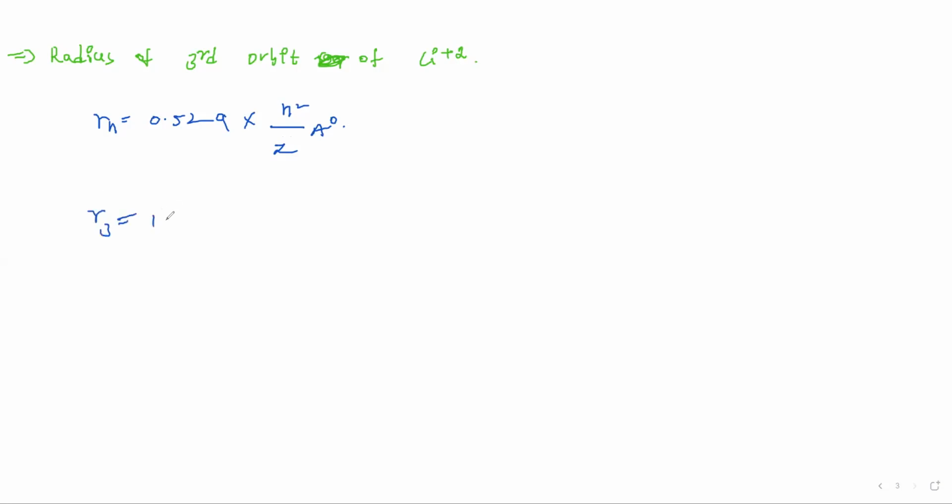R3, third orbit, means 0.529 into 3 square by atomic number of lithium is 3, angstroms. 1.587.